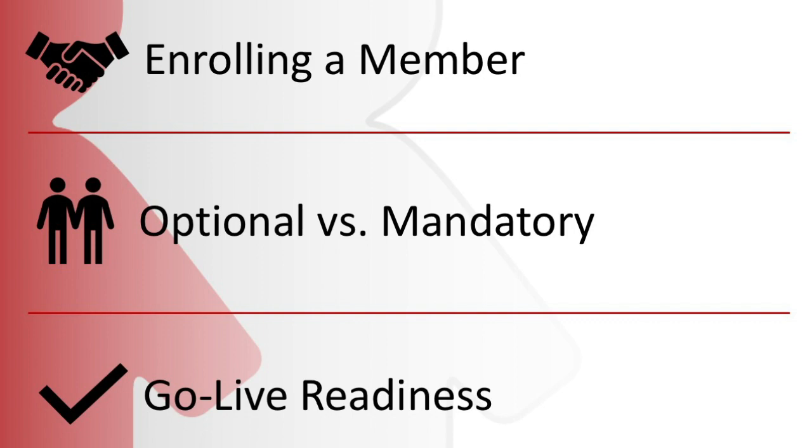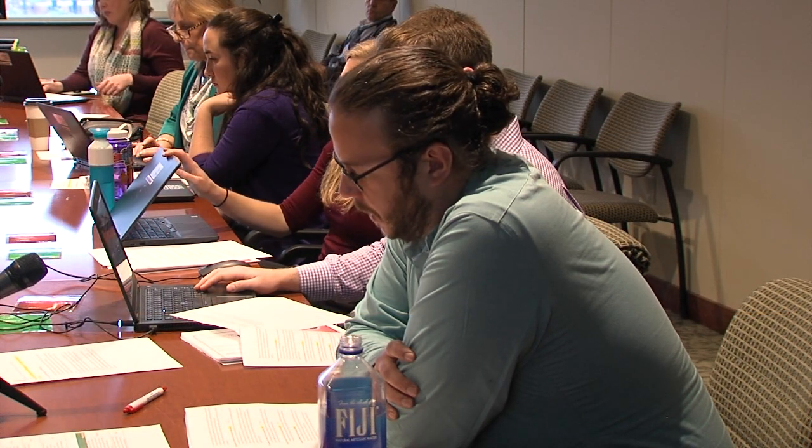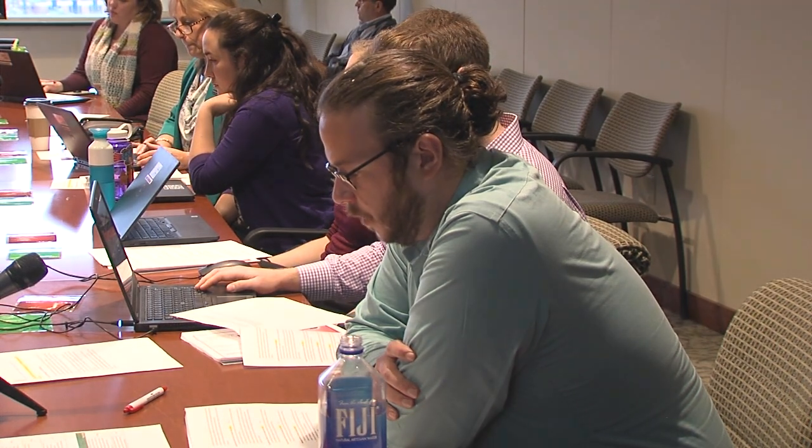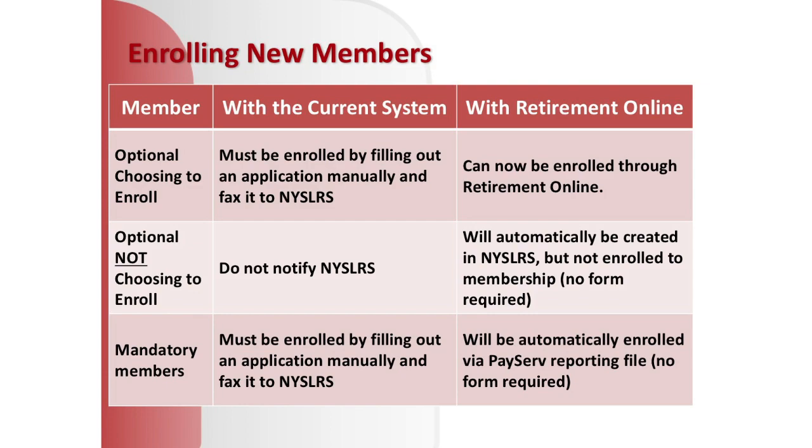All right, we just wanted to call out some of the changes you can expect to see in the member enrollment process when we go live next spring. The first change you will notice is that you will now be able to enroll optional members who choose to enroll through Retirement Online, as opposed to having to mail or fax them to NYSLRS. Mandatory members will also become automatically enrolled simply by entering their information into PayServe as you do today, without needing to send in separate membership applications to NYSLRS.